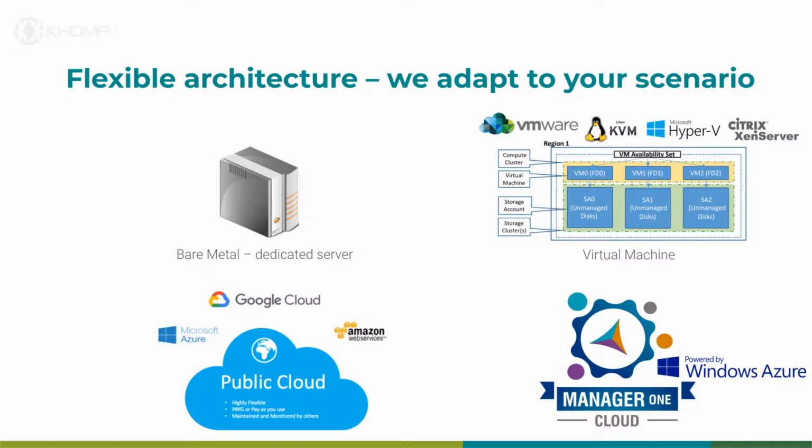So we have a flexible architecture. It means we adapt to your scenario. So if you have a big operation that requires a bare metal server, we can adapt this bare metal server to have the Flow plus the analytics application running on it for big deployments. So if you already have virtual machines over your network, if you are used to doing it like this, we support VMware, KVM, Hyper-V, and Citrix XenServer.